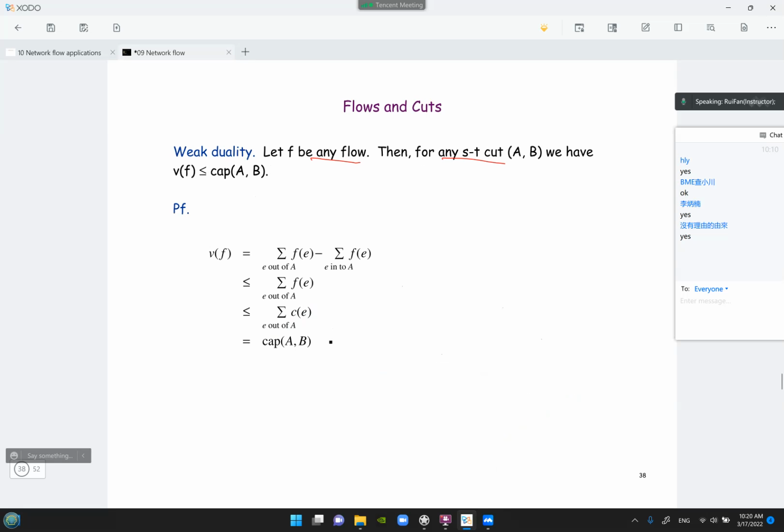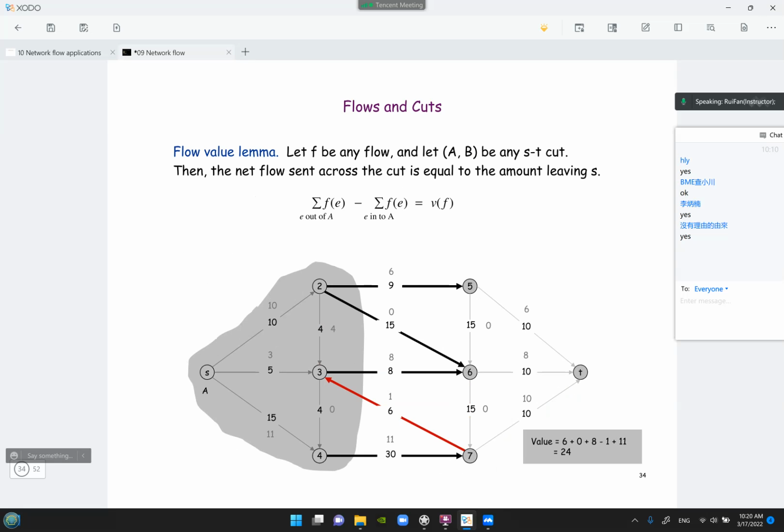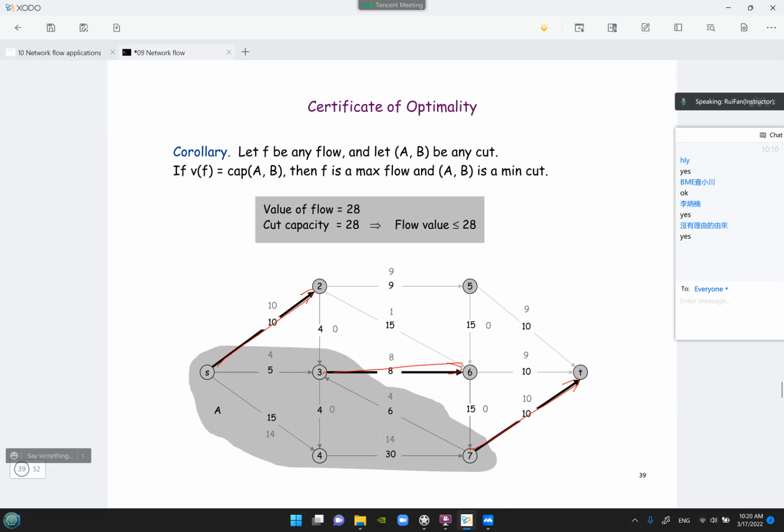And this holds for any cut. Let me just use the same picture. If you had a different cut, like if this was your A, then your capacity would be 9 plus 15 plus 8 plus 30. Whatever that number is, it's probably larger than 28, but it also says that this sum is an upper bound on your flow. That is the weak duality property.